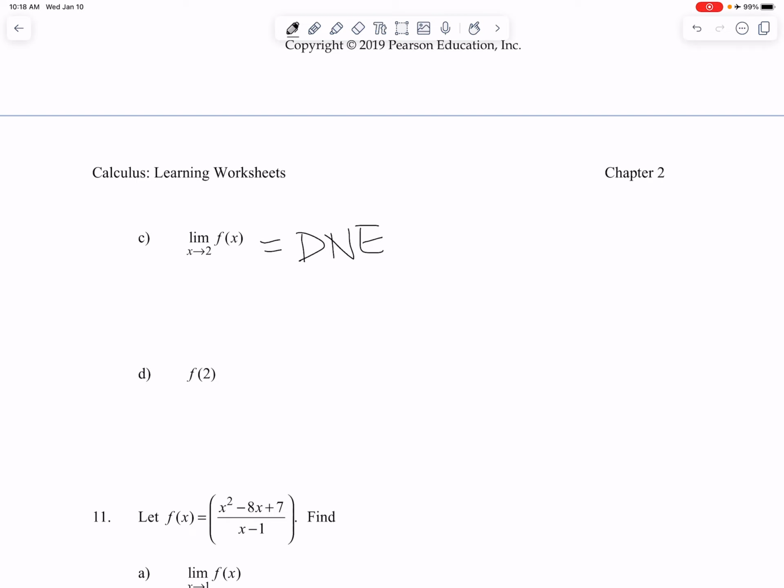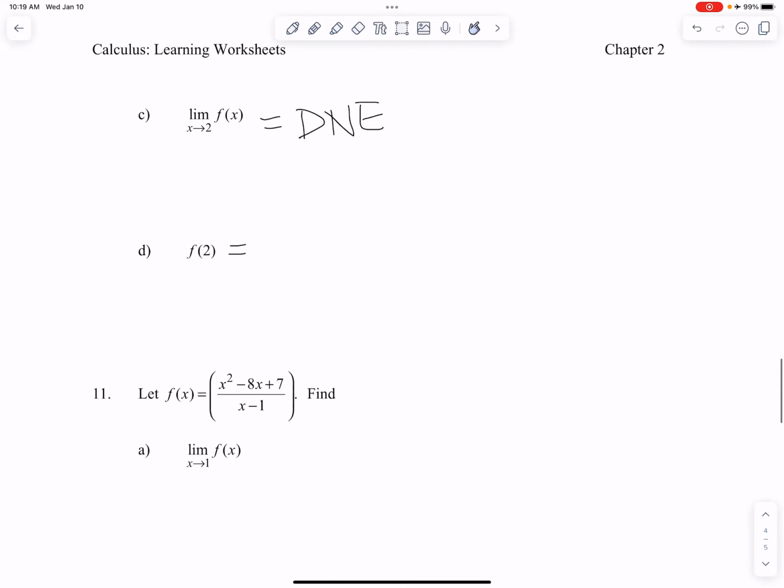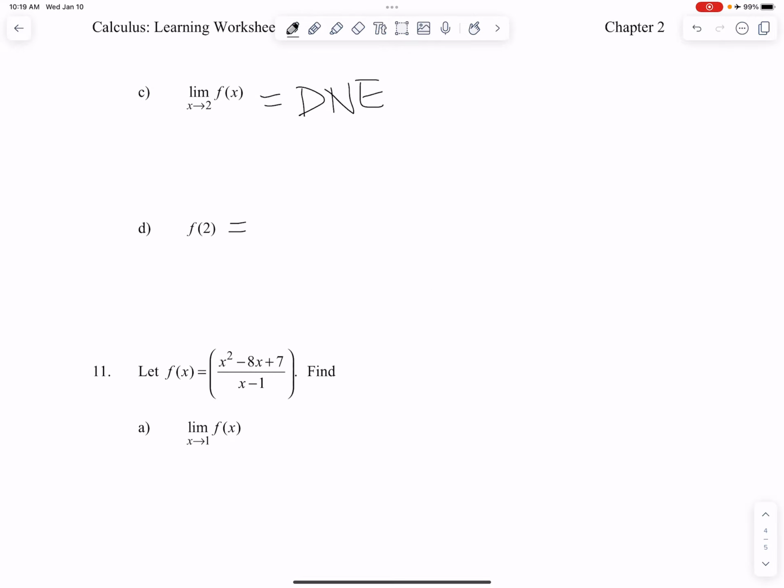And then to find our value, f of 2, that's where we're just plugging it in. So we go back and look which one is equal to 2. Well, it's this one. It's less than or equal to, so that's the one we use. So we have 5, plug in 2, minus 6, which gives us a value of 4. So f of 2 has a value of 4.